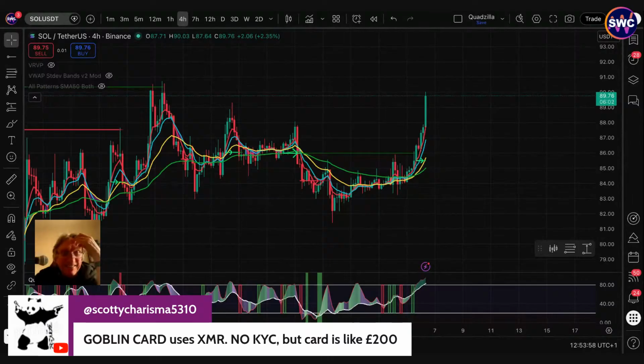Anyway, Goblin card uses X. Okay. Goblin. I'll have a look at it. But the card's like 200 quid. So it's gobbling your money. Okay. No KYC. Oh, God, I have to write that down. So no KYC card. How the hell can they do that? Is that possible? For something like that, it's probably worth paying 200 quid, isn't it?